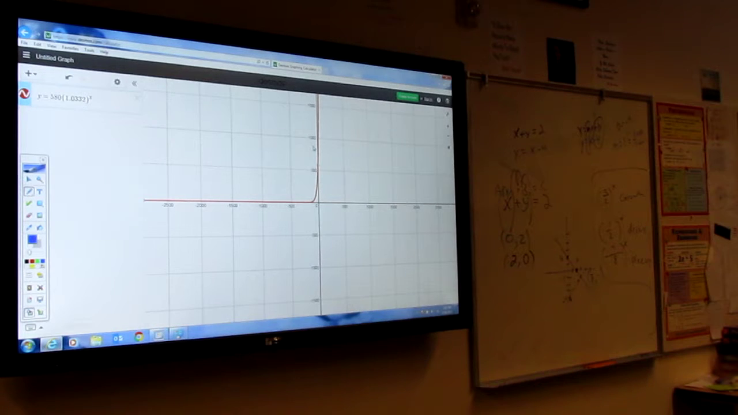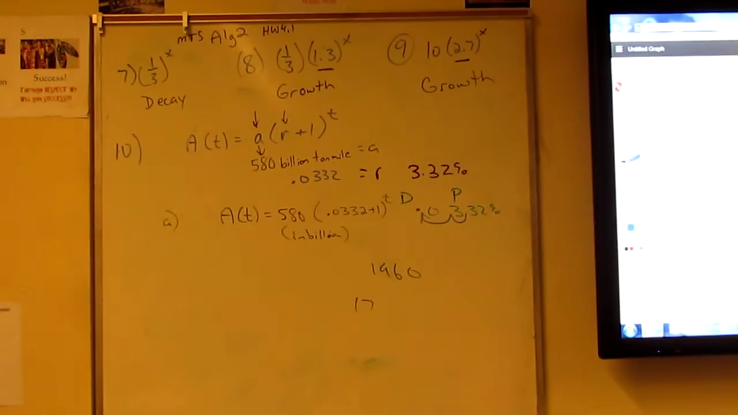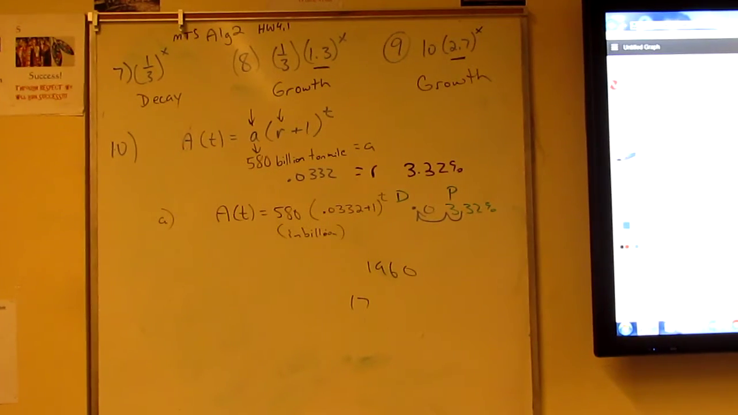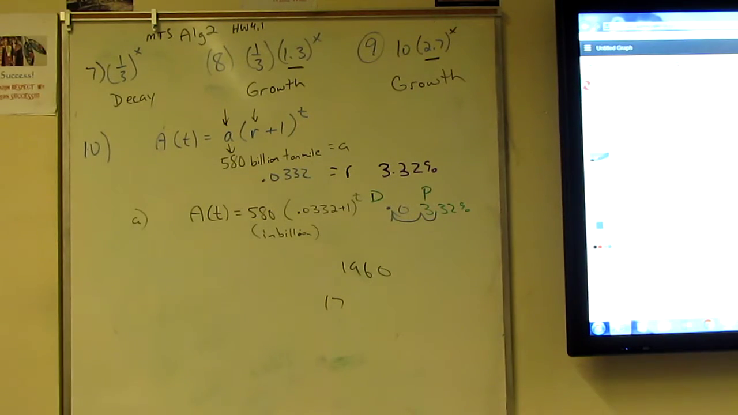So what's 17 after, what was this based on? 1960. If this was in 1960 and 17 years later you would be at 1 trillion, what year would that be? This one said 19. Did it? No, number 10 says 1960. Oh, it says 24 years.